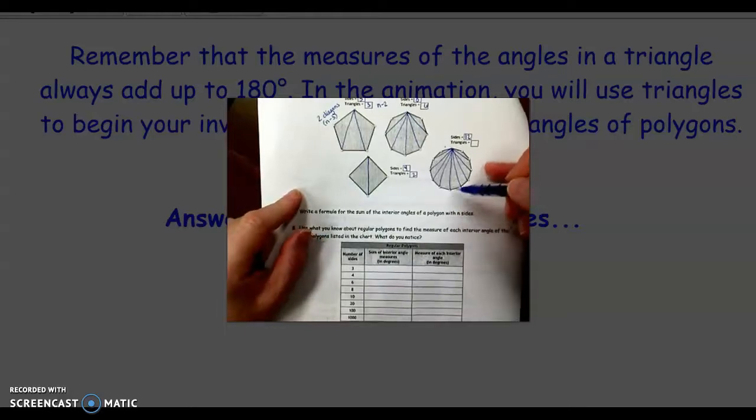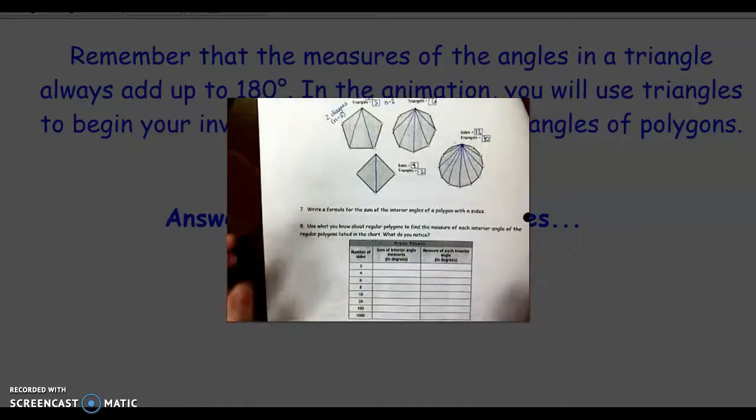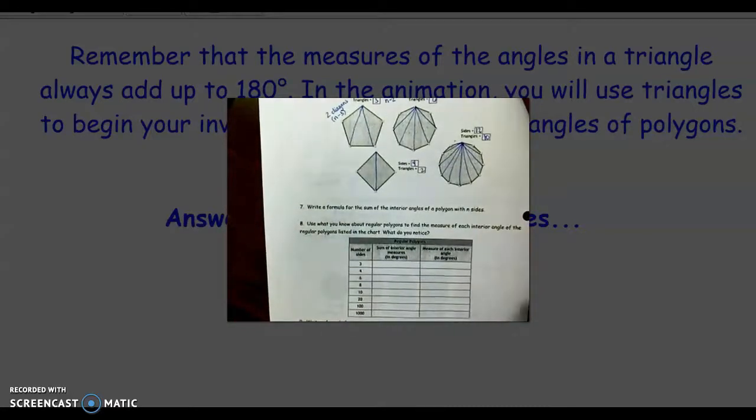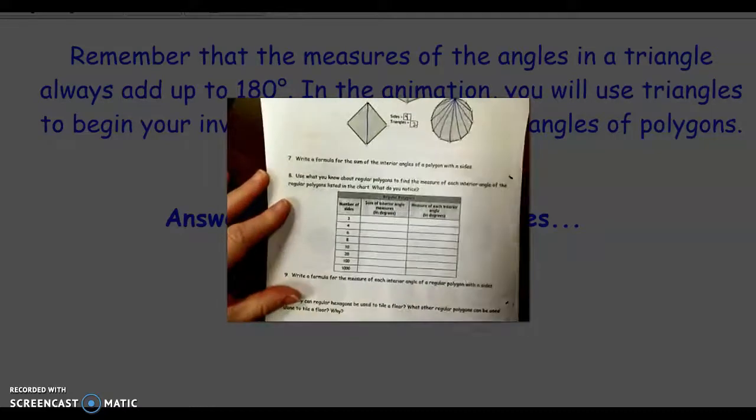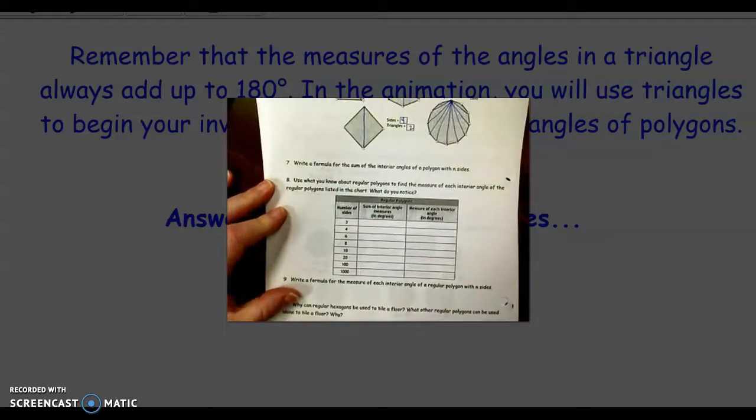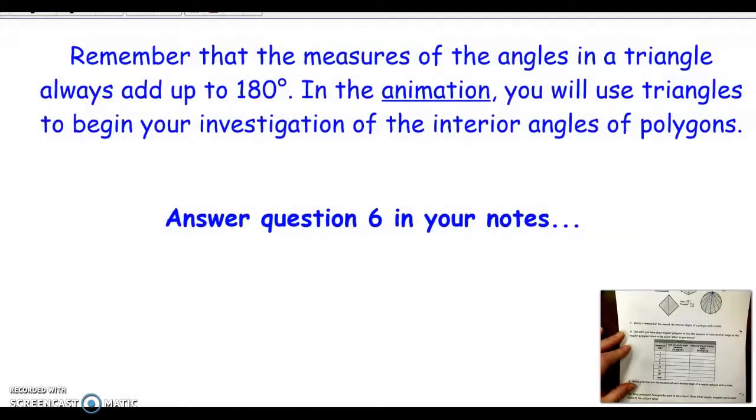The number of triangles created should be the number of sides minus 2, so we should have 10. 1, 2, 3, 4, 5, 6, 7, 8, 9, 10. Good. All right, so on number 7, we're going to write a formula for the sum of the interior angles of a polygon with n sides. So let me get out of this.